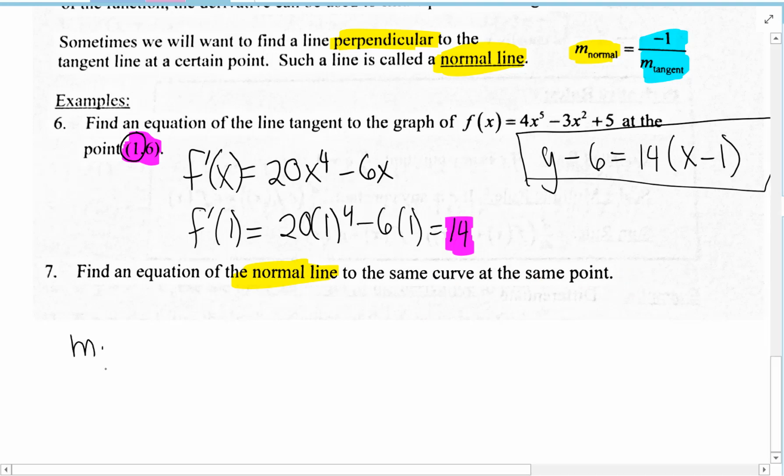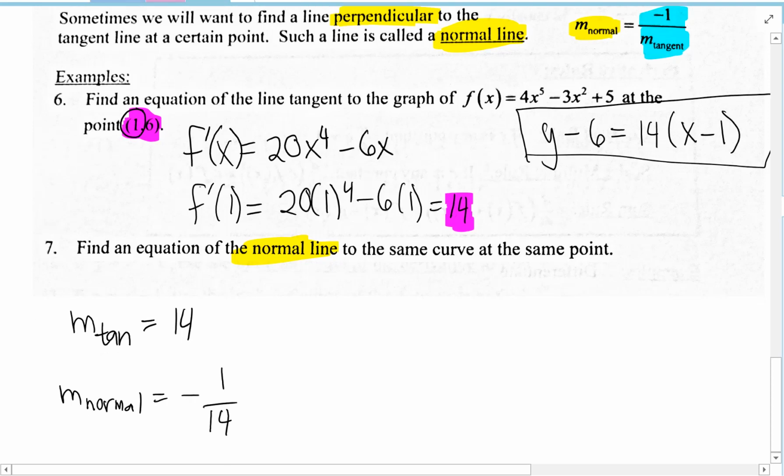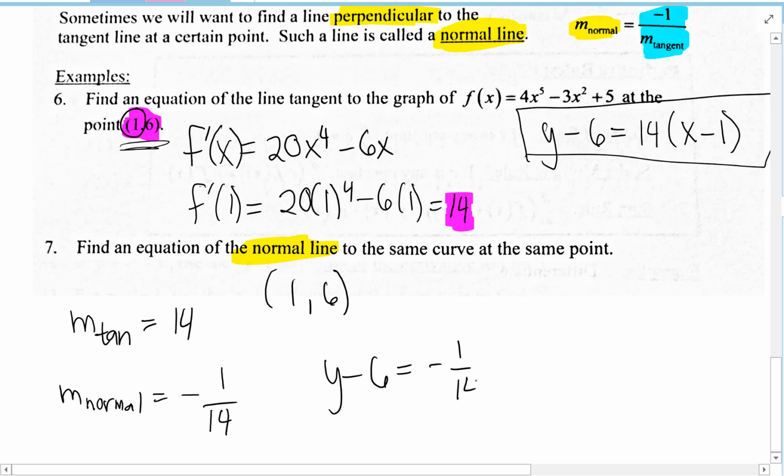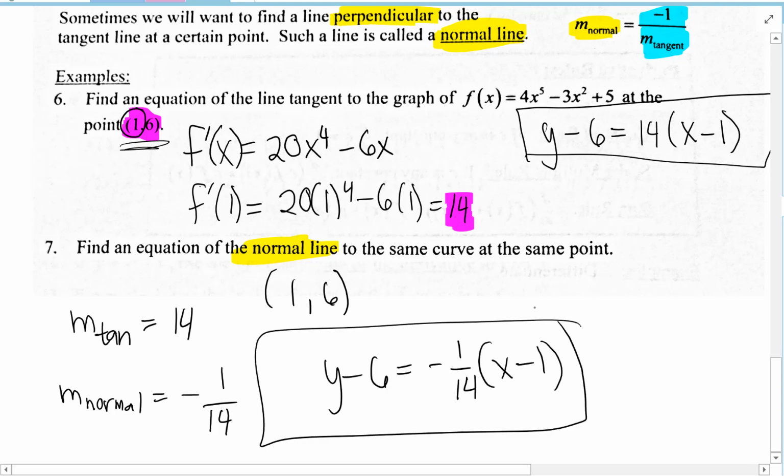Find an equation of the normal line to the same curve at the same point. Okay, so if the slope of the tangent line was 14, the slope of the normal line will be negative 1 over 14. And the point is still (1, 6). So plugging that into point-slope form, I simply replace the 14 with a negative 1 over 14. And this is also an acceptable equation of the normal line. The normal line is perpendicular. Normal, perpendicular.